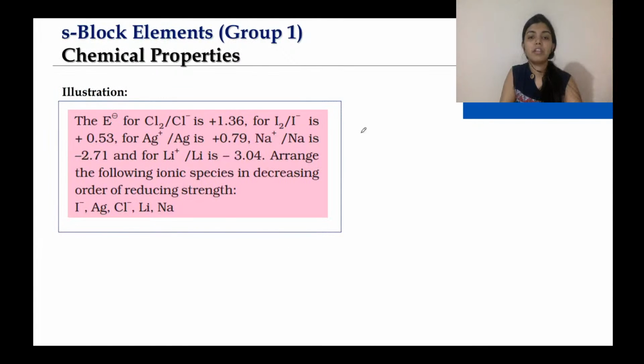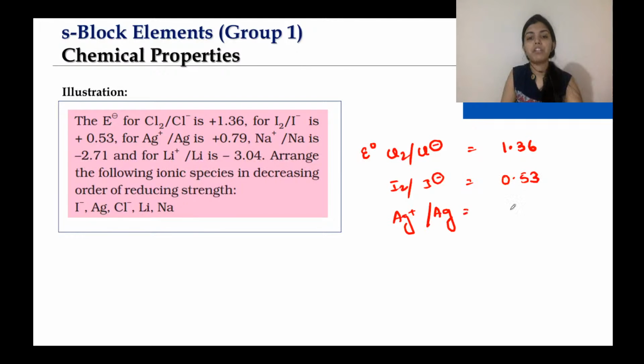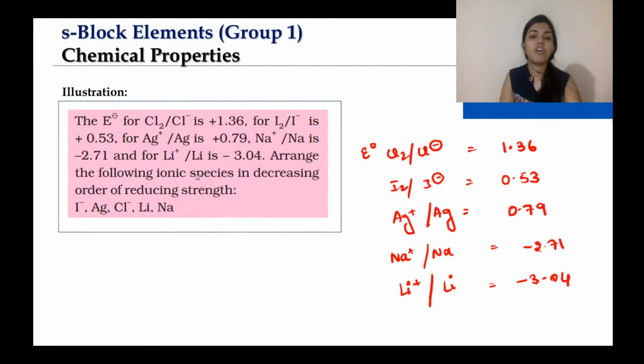Now this is the question. You are given the reduction potential E0 for Cl2 to Cl minus as 1.36. From I2 to I minus, 0.53. From Ag plus to Ag, 0.79. From Na plus to Na, minus 2.71, and from lithium plus to lithium, minus 3.04. You have to arrange them in decreasing order of reducing strength.